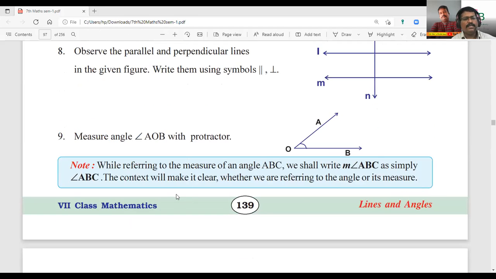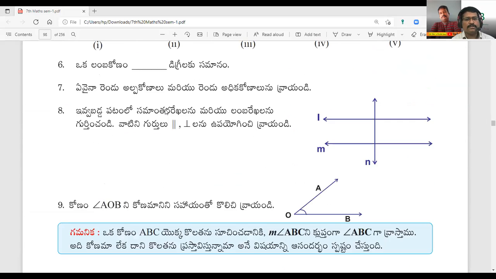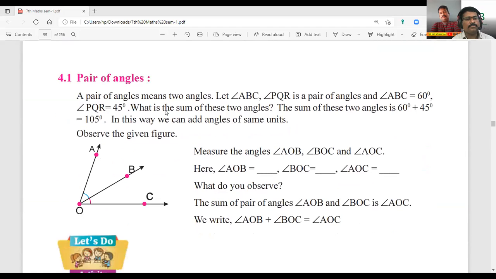While referring to the measure of an angle, triangle ABC, we shall write m angle ABC as simply angle ABC. We can refer to it as m angle ABC or simply angle ABC. So whether we are referring to the angle or its measure, we can write it the same way. Right. So this is all fine even for Telugu medium, we don't need to worry about Telugu medium for now.